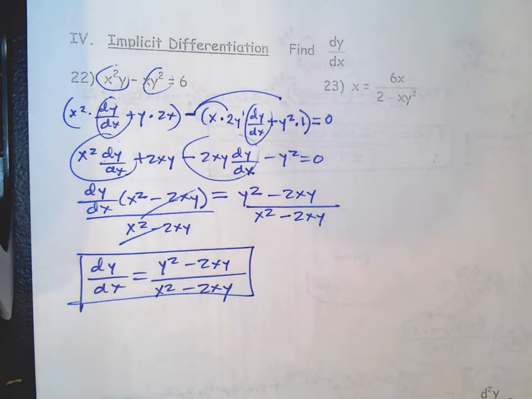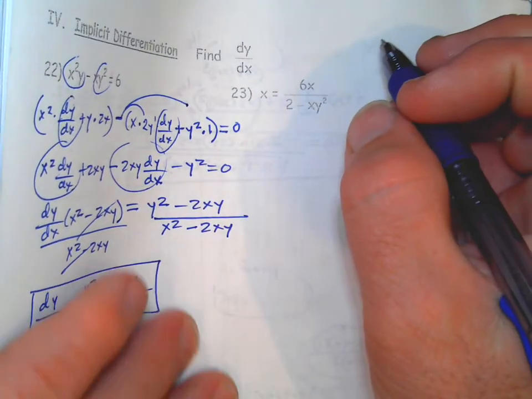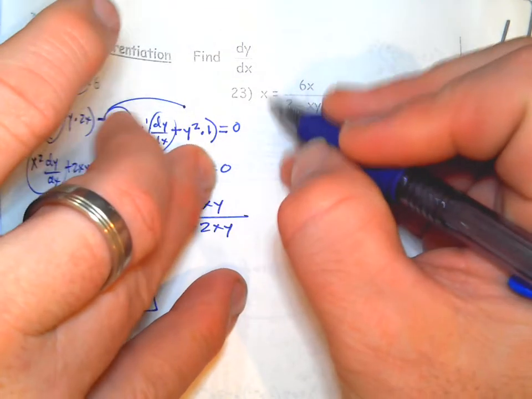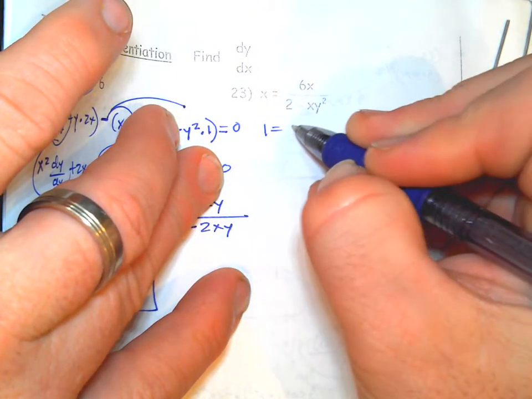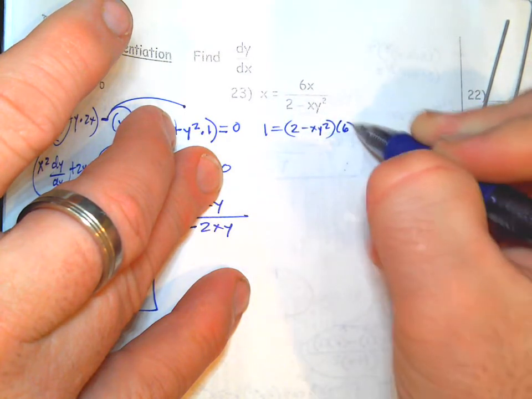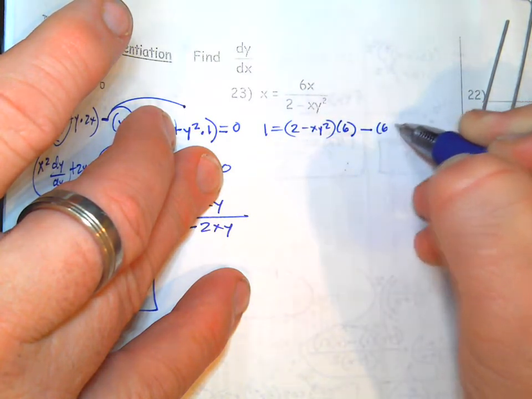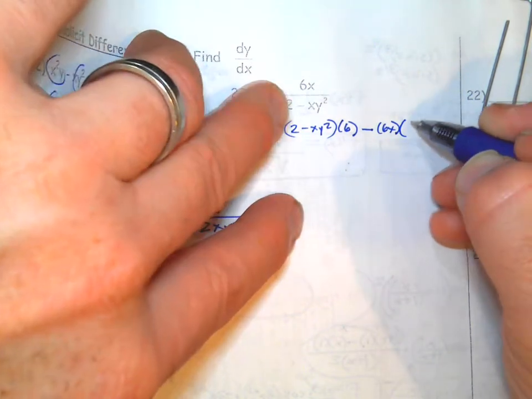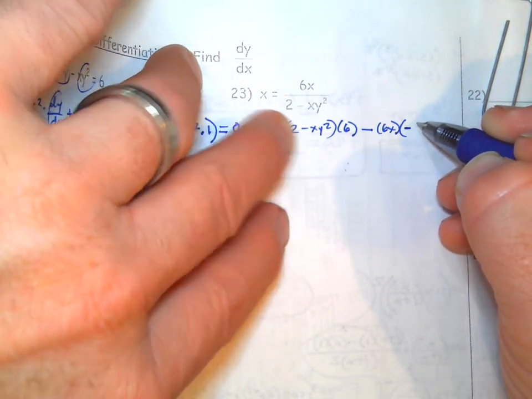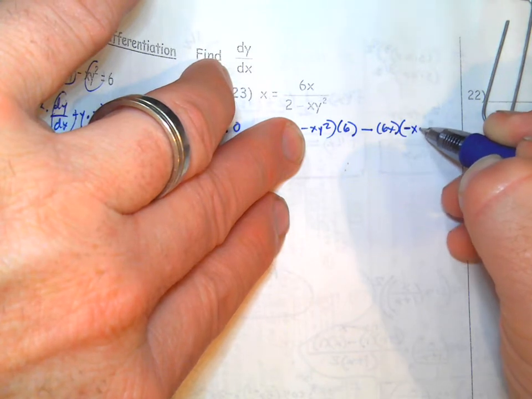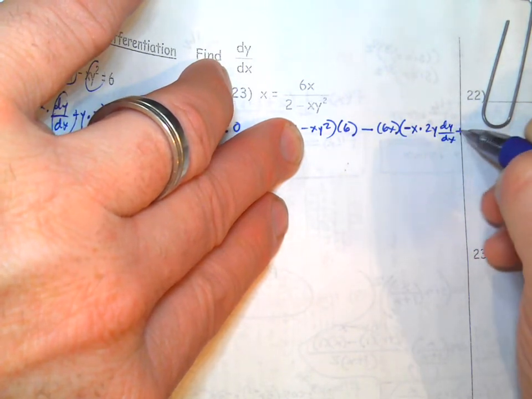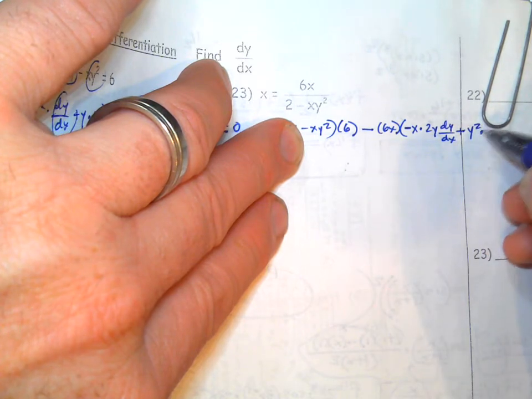It's a bad thing. Okay, this one, I mean, we could just take the derivative as it is. Derivative of x is 1, and we do quotient, low d high minus high d low. Now, the derivative at the bottom is going to have a product rule. Derivative of 2 is 0. Negative x times derivative of y squared is 2y dy dx plus y squared times derivative of negative x is negative 1.